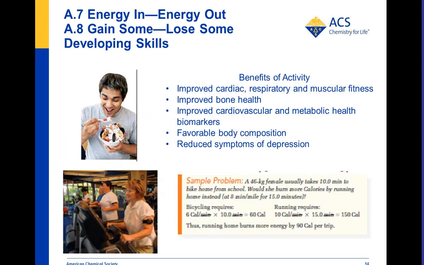All right, the A7, the energy in and out, refers to the ice cream sundae, banana split, whatever it is that somebody is eating, and then the exercises. And they're also given a list of some of the benefits of exercising, besides just losing weight and using up that ice cream sundae.